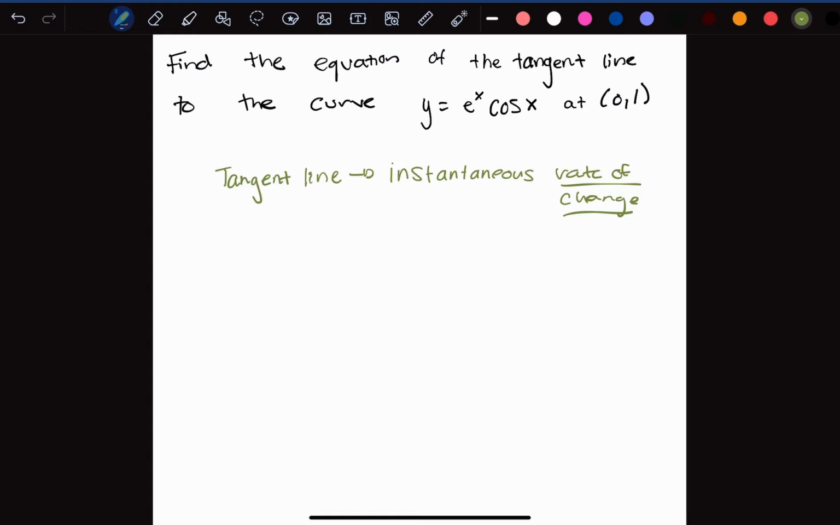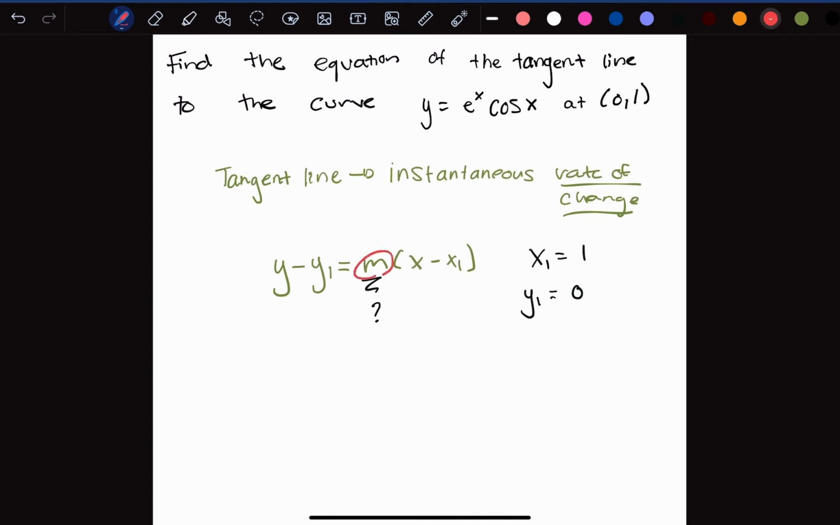So if the line that we're looking at is in point slope formula, so y minus y1 is equal to m times x minus x1, well, we're given an x1, which would be equal to 1. We're given a y1, which would be equal to 0. So now what is our m?